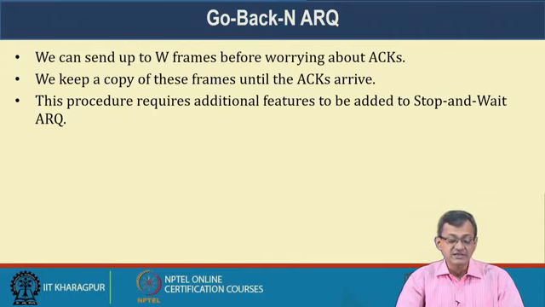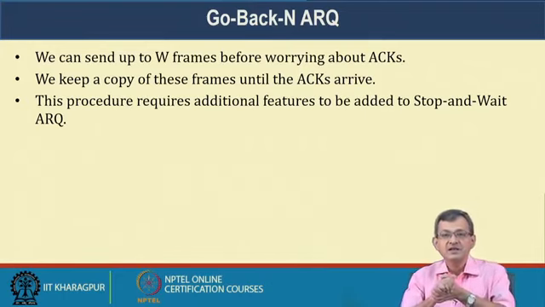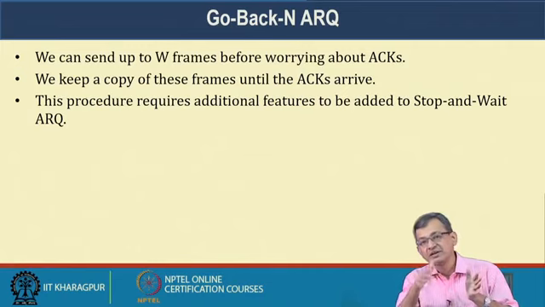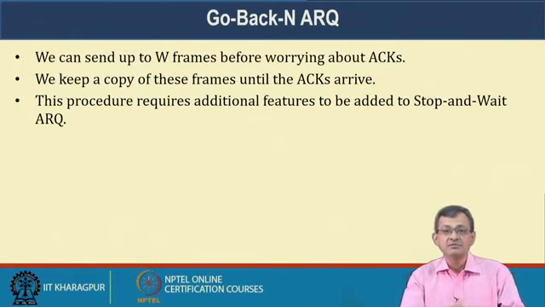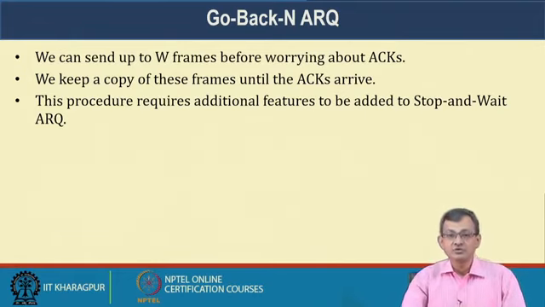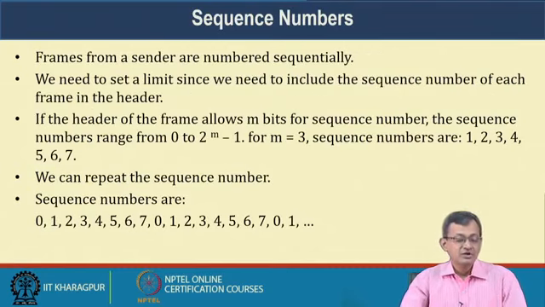This procedure requires an additional feature to be added to the stop and wait ARQ. A bunch of frames are sent, and copies are kept. Instead of waiting for every acknowledgement, frames are sent, and the acknowledgements come in as they go, and it goes on acknowledging the frames. If an acknowledgement is not received, retransmission is required, and so on and so forth. So, as we have a bunch of frames, it is not one sending and one receiving.